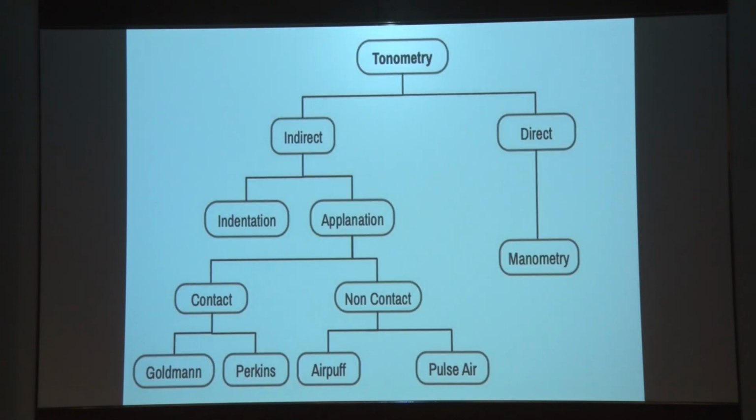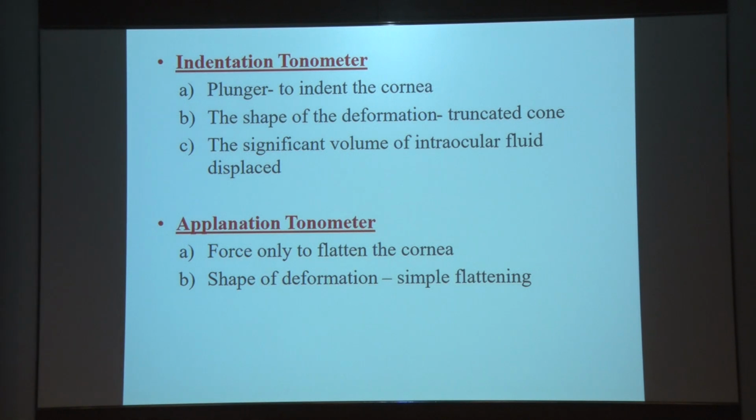Just to simplify, the tonometer is direct or indirect. Direct is by manometry. Indirect is by indentation and applanation. In applanation, we have contact and non-contact. In contact, we have Goldmann and Perkins. And in non-contact, we have air puff and pulsair tonometers. We'll be talking briefly about these tonometers in the subsequent slides.